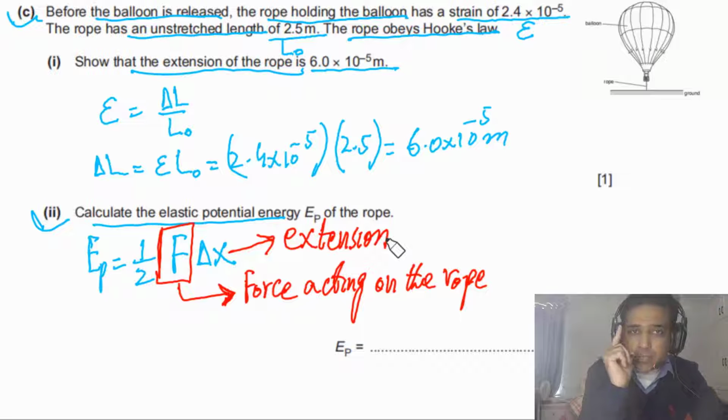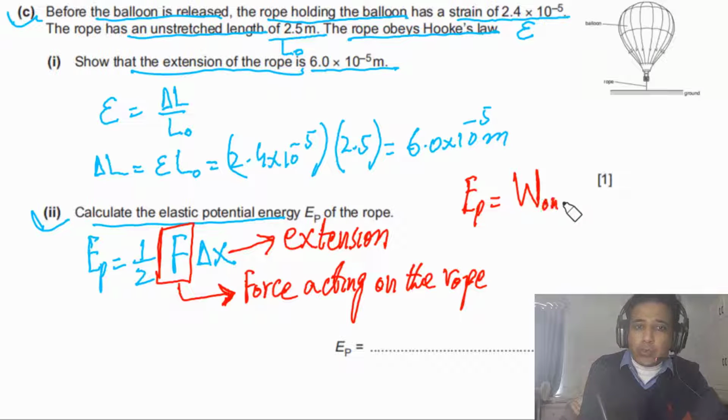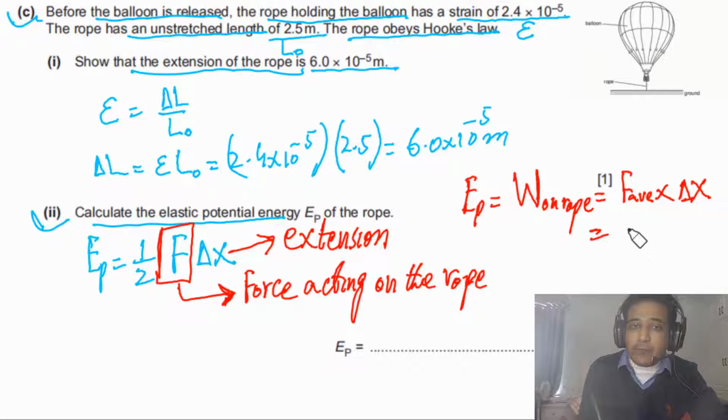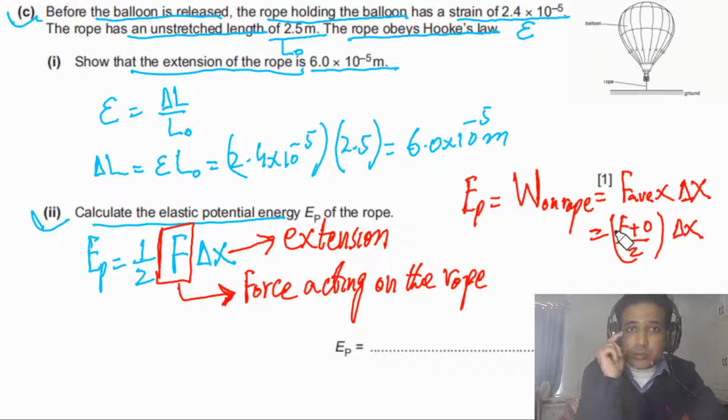So you have to be very clear about this one. Actually, EP is equal to the work done on the rope. So this is equal to the average force times extension. This is the distance, and average force is force started from 0, so you have (F plus 0) divided by 2 times delta X. This F is the maximum value of force acting on the rope, which in this case is the tension in the rope.